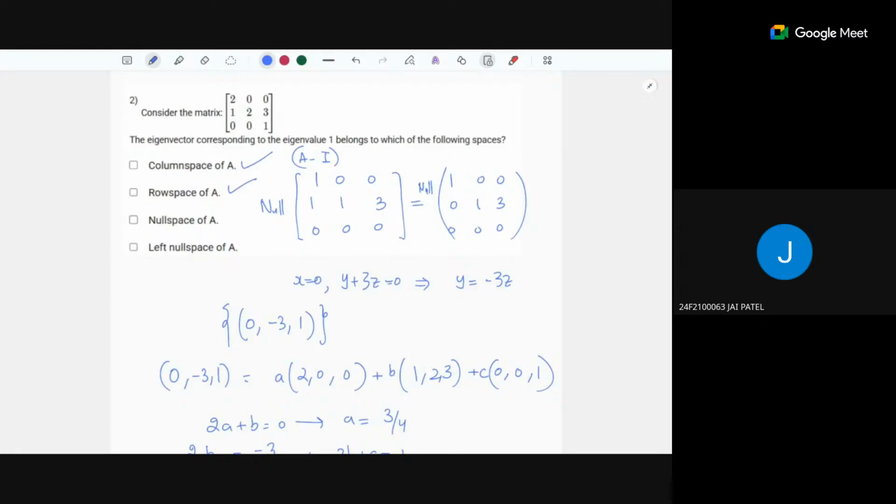Excuse me, sir. In this question, if the eigenvector belongs to the row space, then how is AV equals lambda V satisfied? There will be no multiplication, right? Multiplication is not possible. The row space consists of the vectors in rows, and eigenvectors are column vectors. So how can the column vector and the row vector be equal?